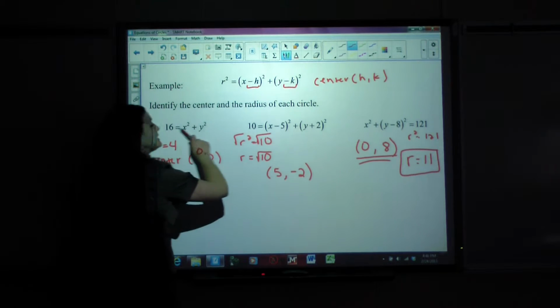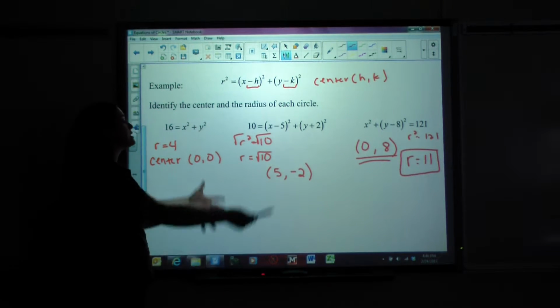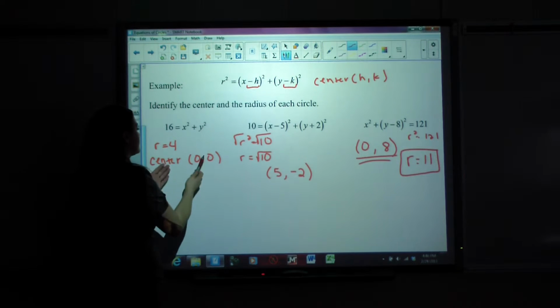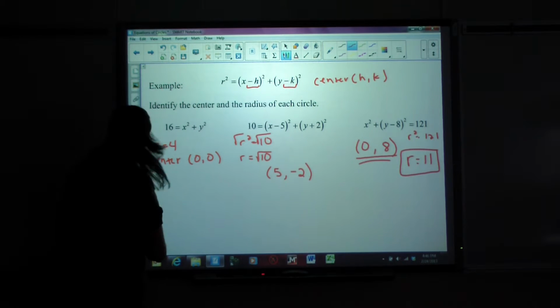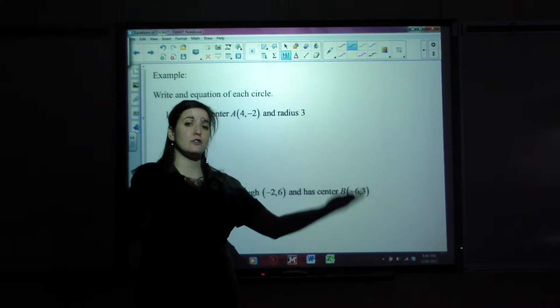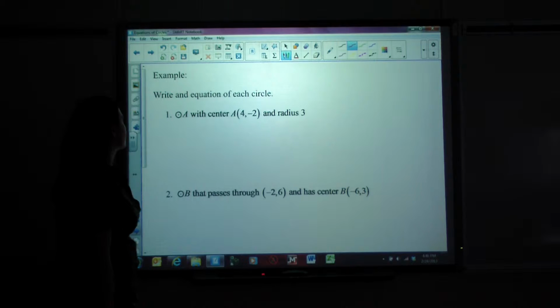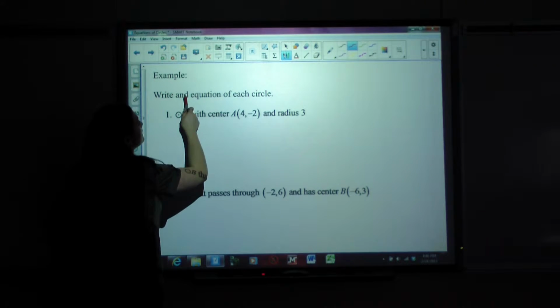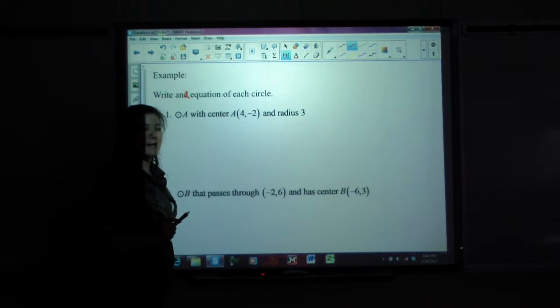Okay, now that was taking already written equations and pulling out the information, deciding where is the center and what is the radius. Let's try the other way around. What if I give you information and ask you to write an equation of a circle? Let's see how that would turn out. Someone says write, well, it's supposed to be an equation of a circle.